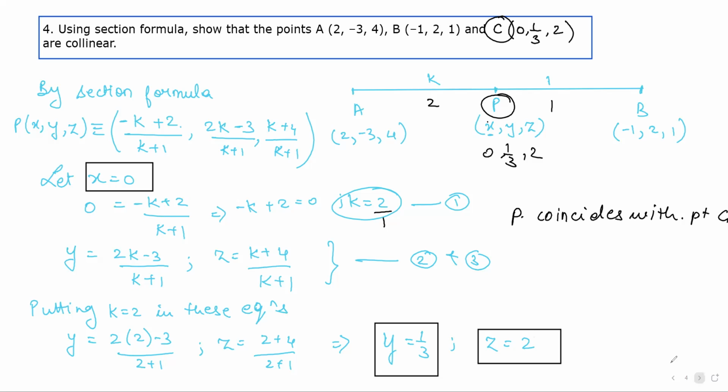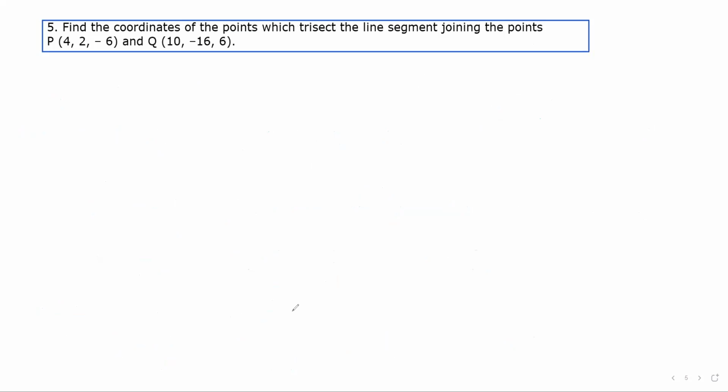Okay, next. Find the coordinates of the points which trisect the line segment joining the points P (4, 2, minus 6) and Q (10, minus 16, 6). So if you have a line segment PQ, you have to find the coordinates of the points which trisect this line segment. Trisects means dividing the line segment into 3 equal parts. To divide the line segment into 3 equal parts, we require 2 points. Let these points be A and B.